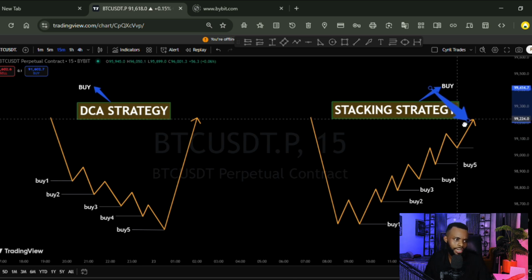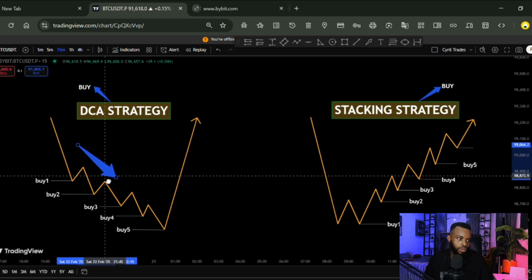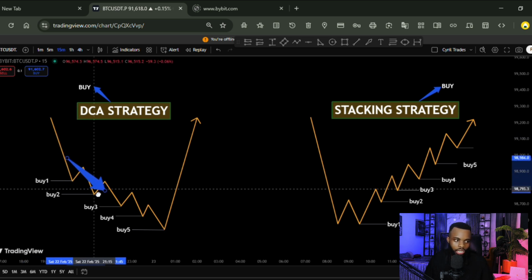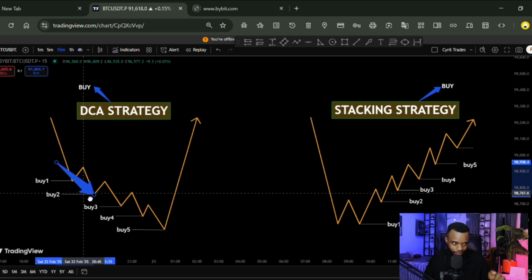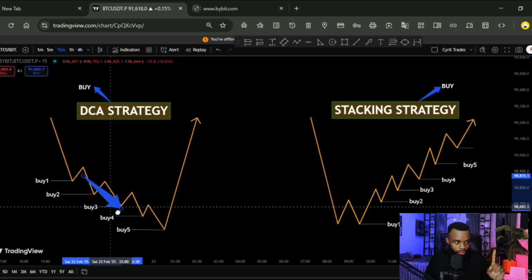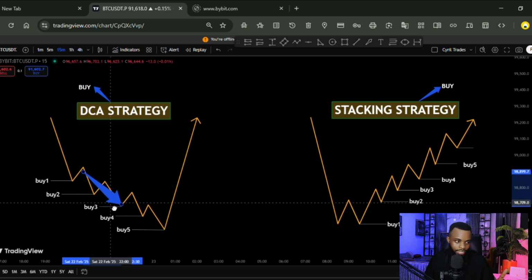But on the DCA strategy, once you buy here, it dips, you are making a loss. But the major aim here is for you to be buying cheaper. So upon dipping, you are buying, and the first position you've added is already on loss.